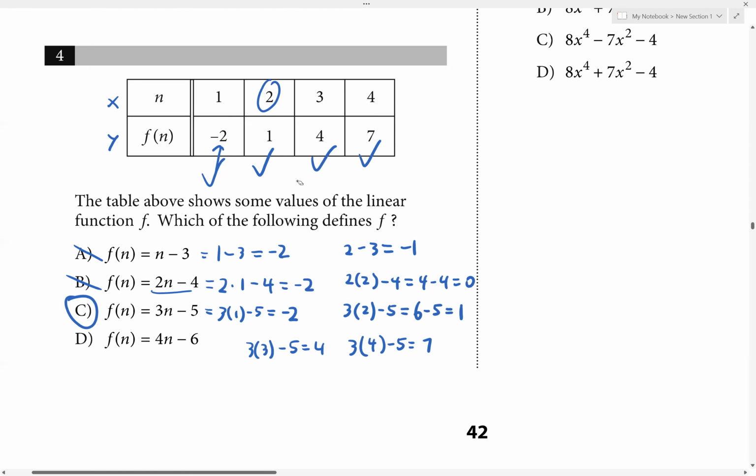Okay, so C should be our answer. And if you want to verify, you can try D, but if you plug in D, it worked for the first one, but once we get to the second one, it doesn't work. Okay, so for number 4, our answer should be C.